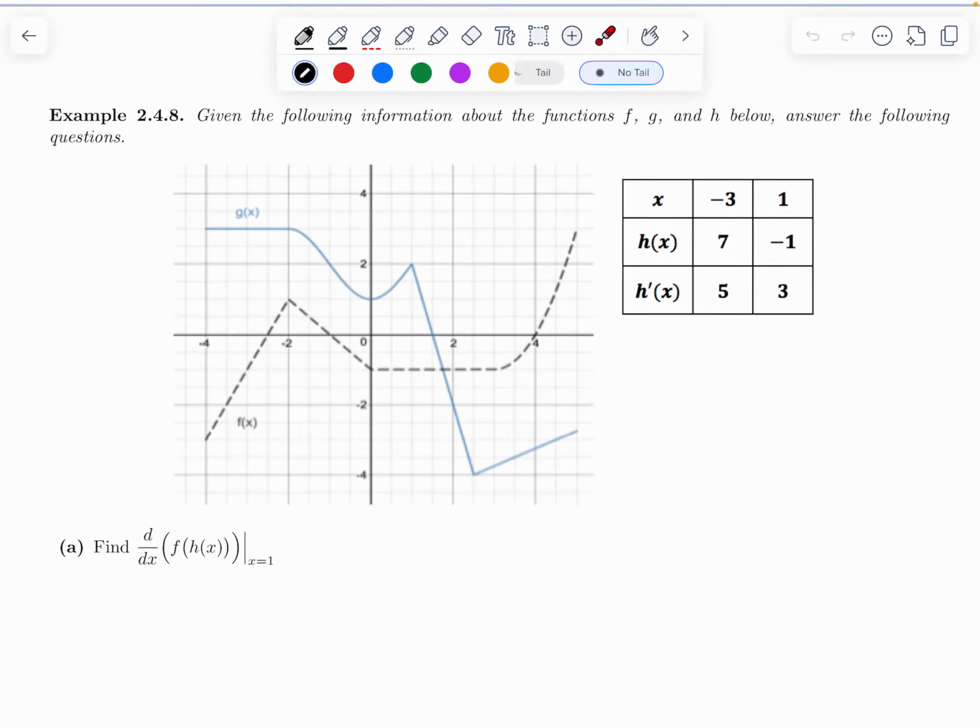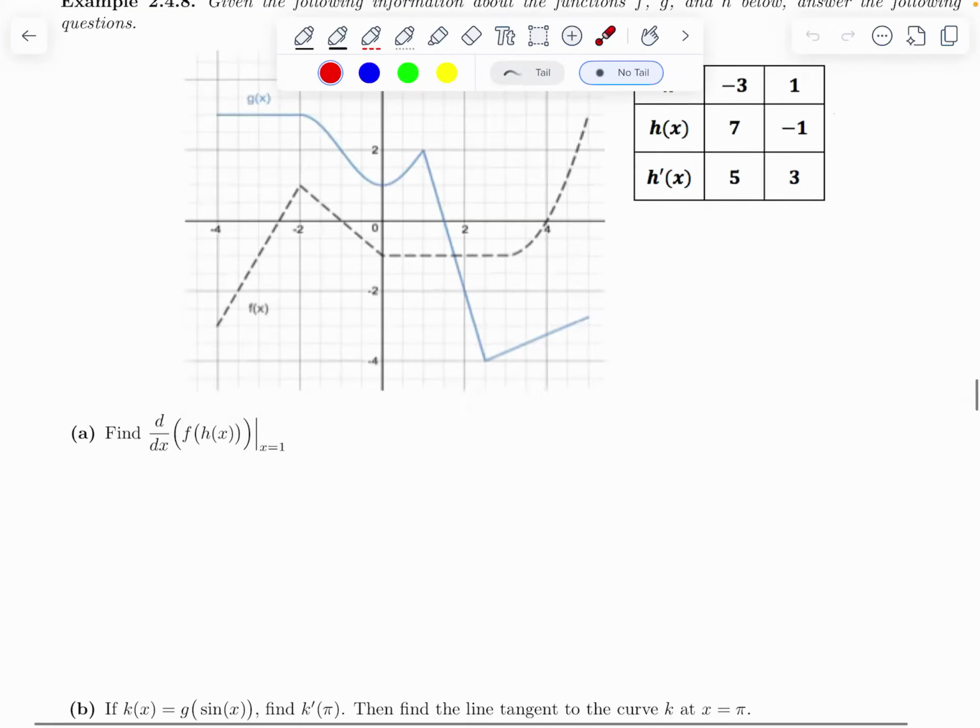So we're given just the graphs of g and f, it's kind of blurry, and then we're just given a little bit of information about h. We're given that when x is equal to -3, h of x is 7. When x is equal to -3, h prime of x is 5. And when x is equal to 1, same thing.